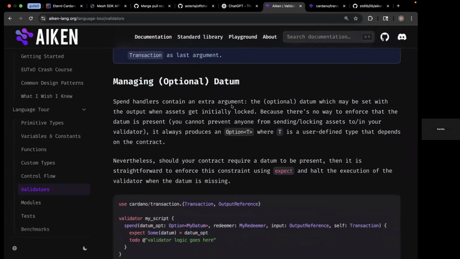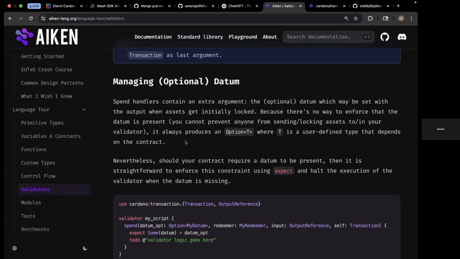Spend handlers contain an extra argument, the optional datum, which may be set with the output when an asset gets initially locked. Because there is no way to enforce that the datum is present, you cannot prevent anyone from sending locking assets to your validator. Look at that. That's exactly what we're talking about. And we discovered that, right? We came to that conclusion, which is cool.